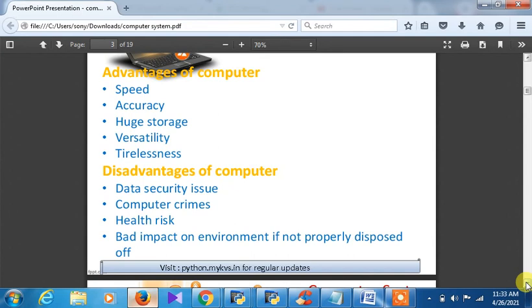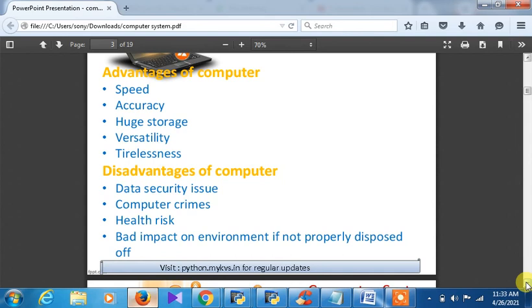Bad impact on the environment if not properly disposed of. And overall, the thing is that it does not have any kind of feeling. So we are working fine, there is no problem. But at any point of time, sometimes we feel very lazy. We just assign our work to the computer to accomplish it. That is our cleverness, but it actually makes us sometimes very idle.